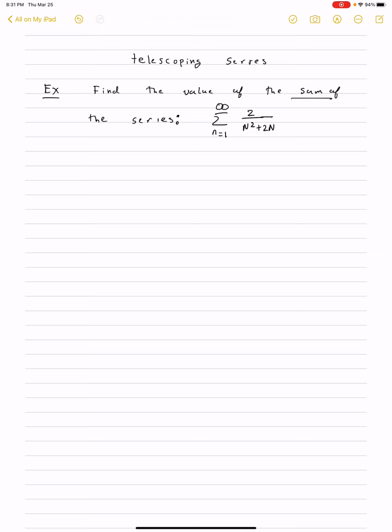Okay. So here's going to be a fact, and I'm going to tell you how I got this fact. 2 over n squared plus 2n is equal to 1 over n minus 1 over n plus 2. This is from a partial fraction decomposition.